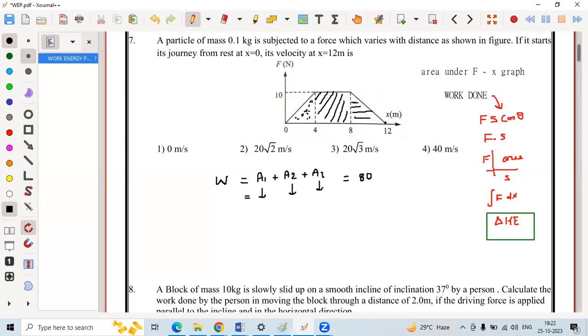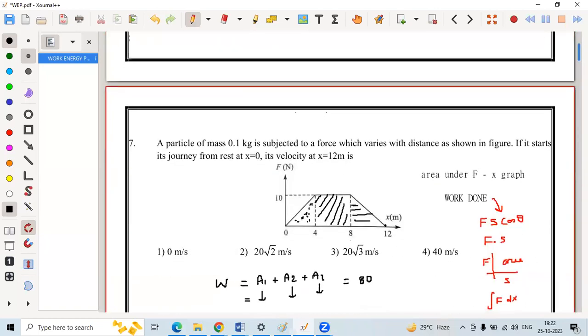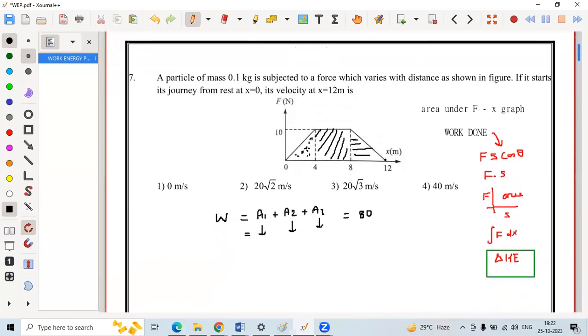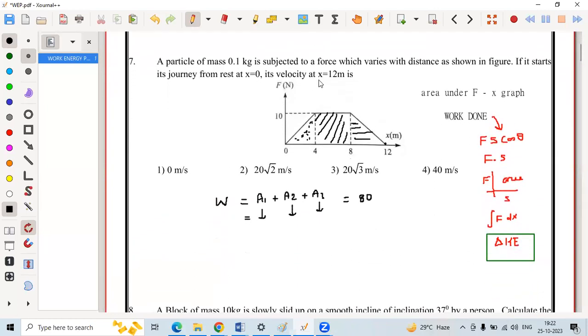But look at the question once. The question is find work done, and I will be very happy. We got 80, but that is not the question. Find velocity at x equal to 12. What is the velocity at this point? This asks for final velocity and initial velocity.